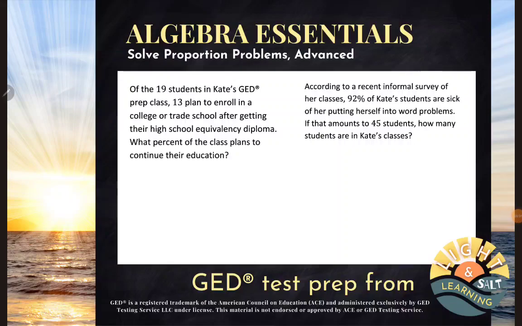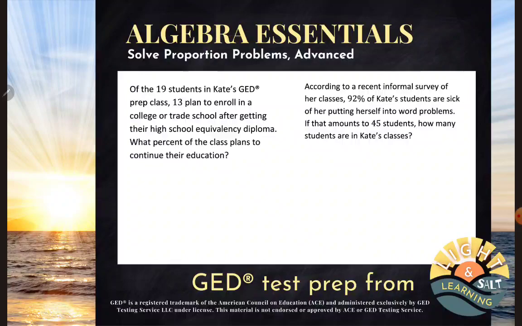You can do this. Of the 19 students in Kate's GED prep class, 13 plan to enroll in a college or trade school after getting their high school equivalency diploma. What percent of the class plans to continue their education?